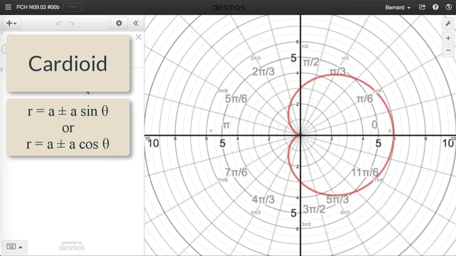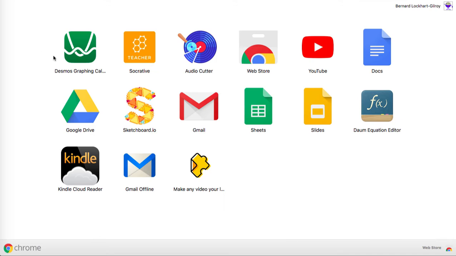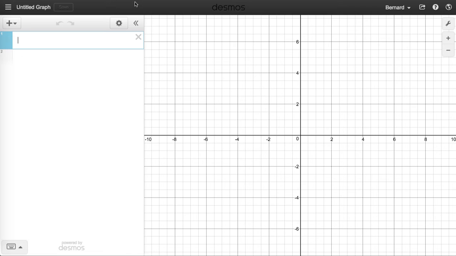We're only going to deal with single multiples of theta here, so we're not going to have something like sine 2 theta or cosine 3 theta for the cardioid, although that's a perfectly acceptable kind of graph. It's not one you're going to be asked to identify offhand. So we do the same sort of thing as we did before. We're going to open up a new tab and a Desmos window, and we're going to type in the formula for a cardioid, which is r equals a, and I'm going to put plus sine theta. I don't really know which, so I'll just put one of them.